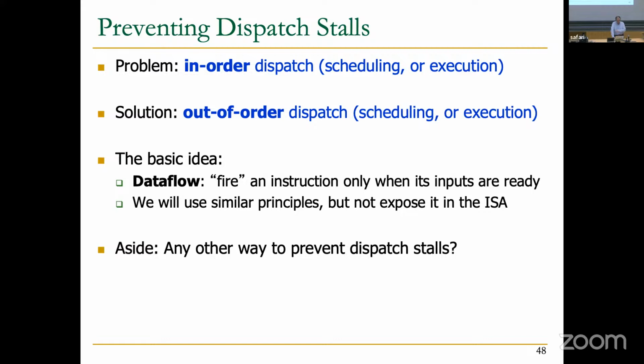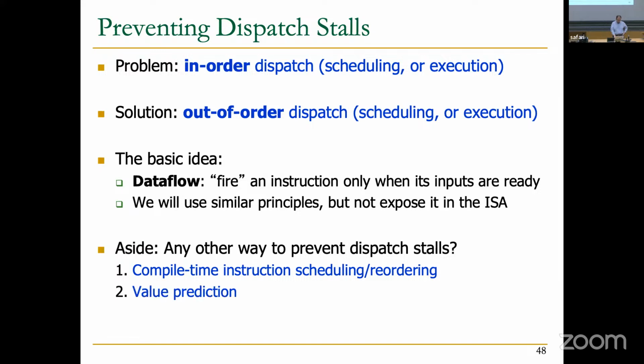There are also some other ways to prevent dispatch stalls. One way is compile-time instruction scheduling and reordering. Here we are trying to do out-of-order execution, which is dynamic scheduling of instructions, but it can also be done at compile time, where you schedule and reorder instructions. But I already mentioned the difficulties of that: for some instructions the latency is variable, and it's very hard to assess how to schedule them nicely. There are some architectures that try to do it aggressively, as I said.